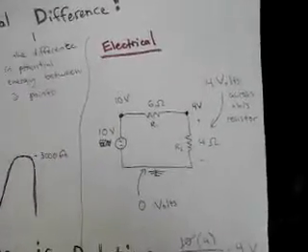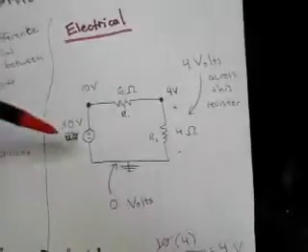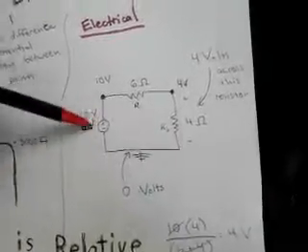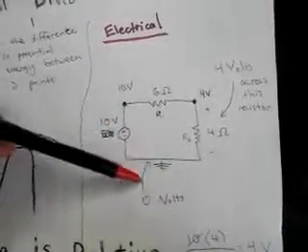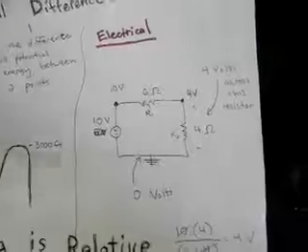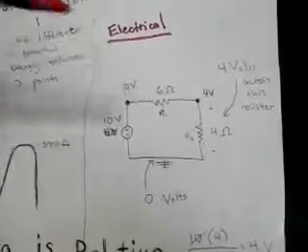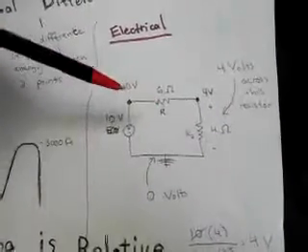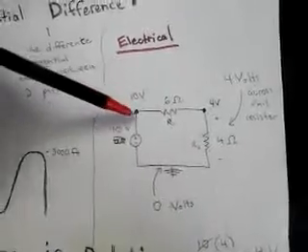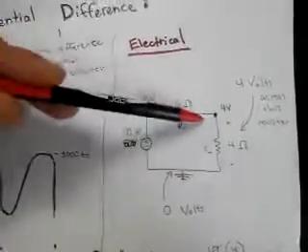The same can be seen in electricity. If we look at our circuit, you've got 10 volts here. Our ground is at 0 volts. So if you're asking what's the potential difference across this resistor, that's the voltage from this node minus this node.